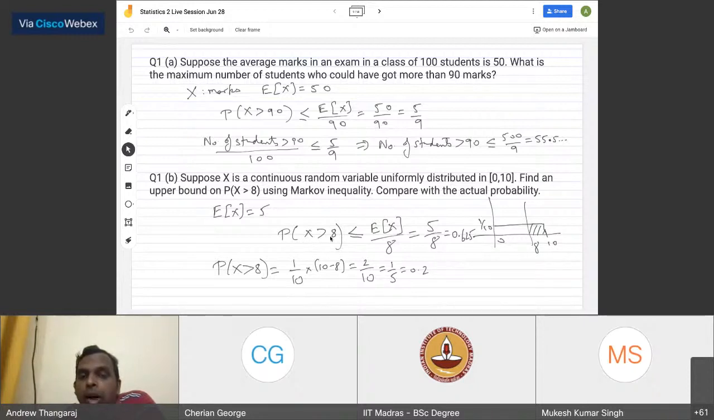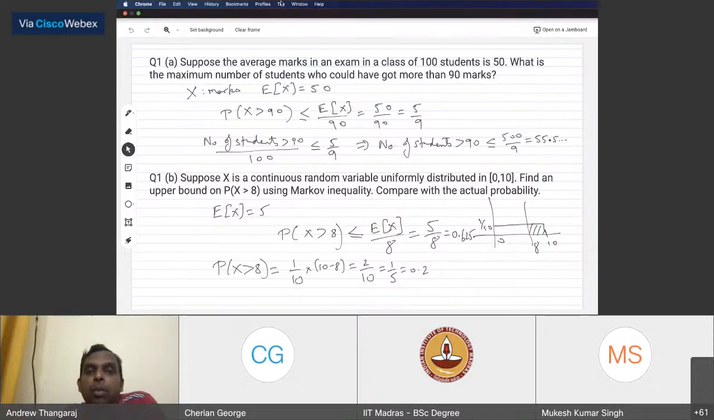Notice what Markov inequality is giving you. X greater than 8 is less than or equal to expected value of x by 8, 5 by 8, 0.625. It seems far off, and that's usually true for Markov inequality.